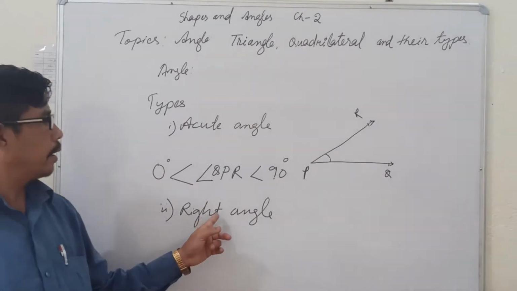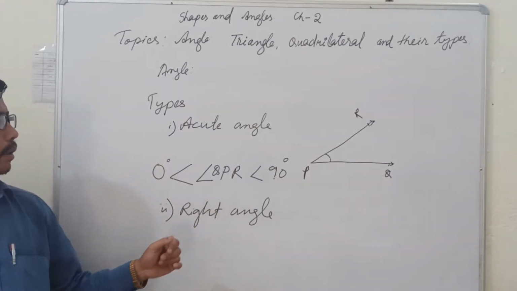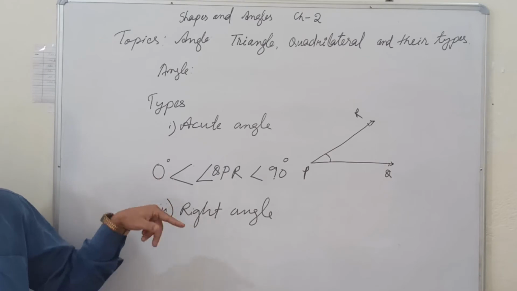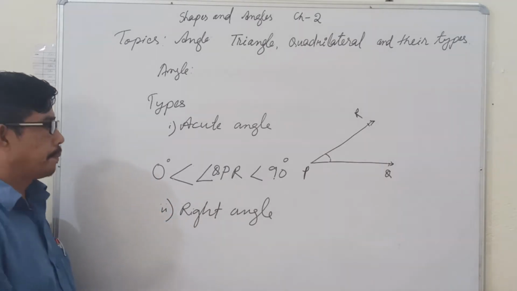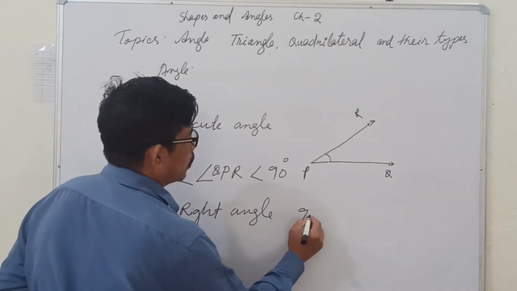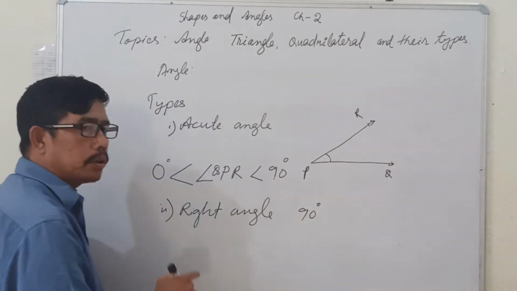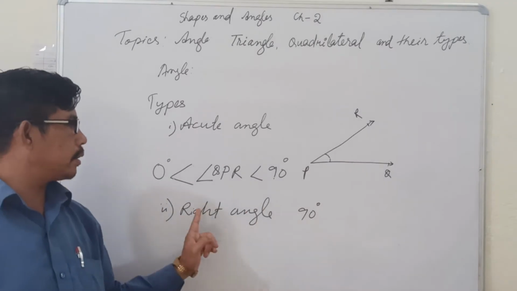In the same way, we can define the right angle. A right angle means the angle whose measure is exactly 90 degrees. The angle whose measure is exactly 90 degrees is known as a right angle.